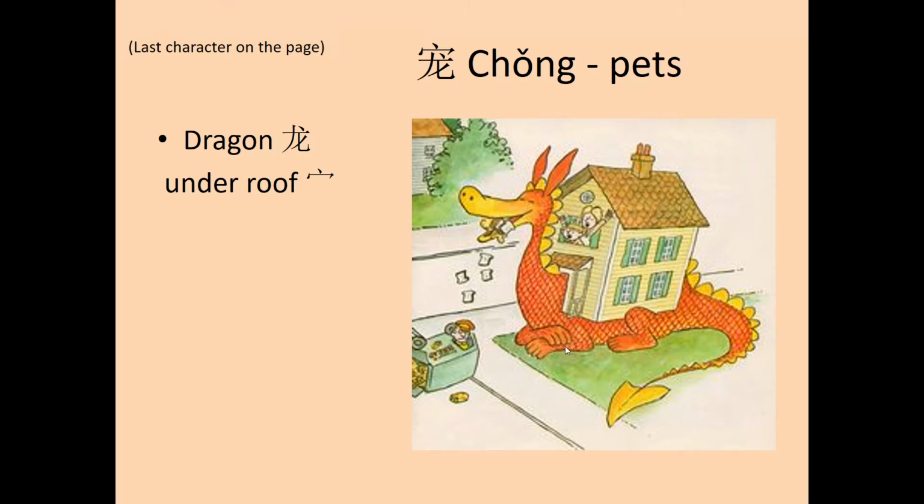The first character that you need to trace is chong, which means pets, part of chong wu. And it's a dragon under a roof. Chinese had some intense pets.